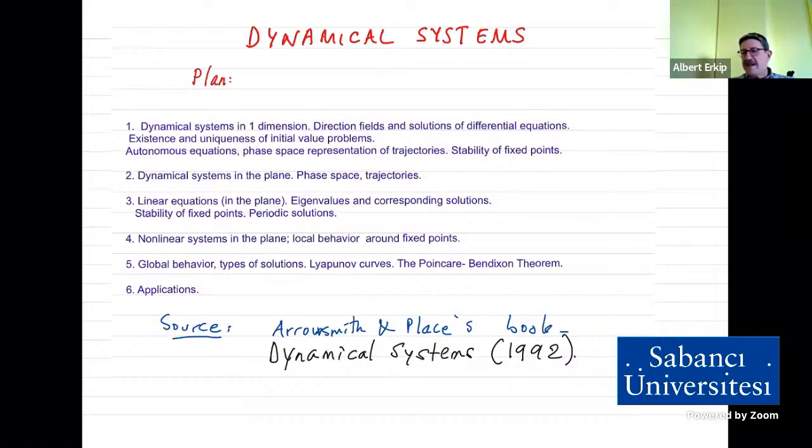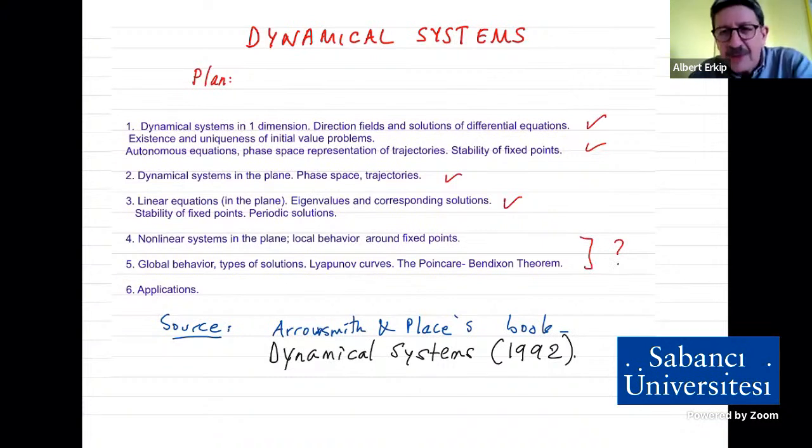So this was our first page in lecture 1. This is the page I started with. And this was the plan: dynamical systems in 1 dimension, autonomous equation, phase spaces, dynamical systems in the plane, linear equations in the plane, eigenvalues, fixed points, stability of fixed points, nonlinear systems in the plane, local behavior around fixed points. Now, we did all these 4, but then what we thought we could do would be global behavior, types of solutions, Lyapunov curves, and this very important Poincare-Bendixson theorem for the plane, and some applications. So we haven't been able to do so. Let me put checks on this. These we have done. These we have not done.